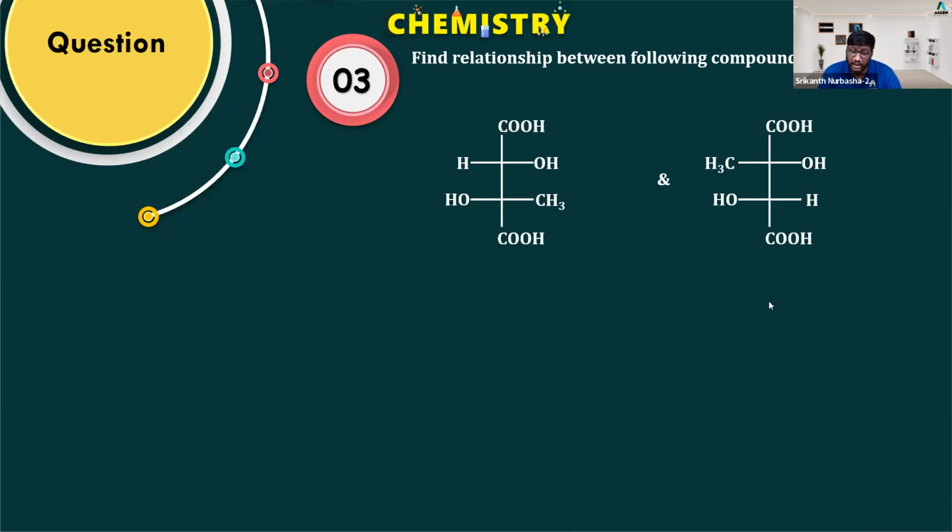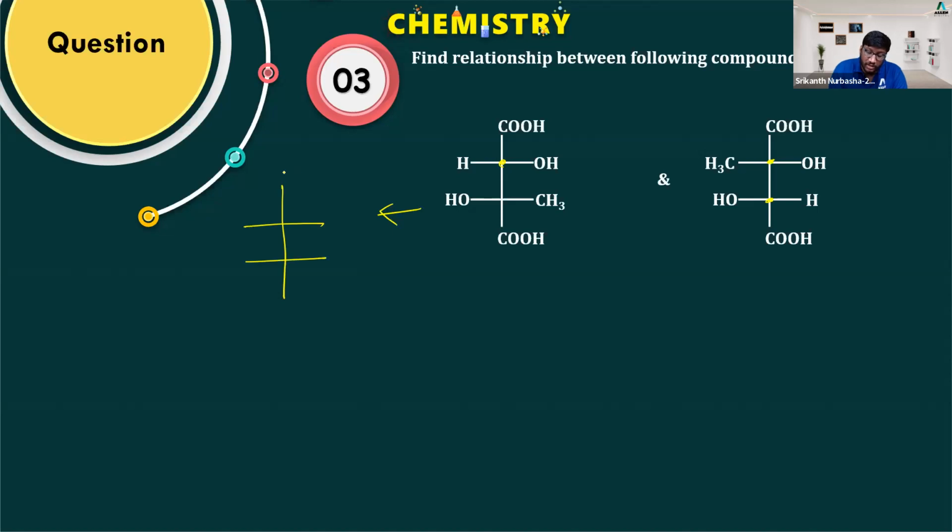And if you think logically, COOH is connected to carbon, carbon connected to OH and H. COOH is connected to carbon, carbon connected to CH3 and OH. That means this carbon and this carbon are same or different? This carbon is connected to H and OH. This carbon is connected to CH3 and OH. So actually this carbon and this carbon are same. So I want to rotate this molecule by 180 degrees.